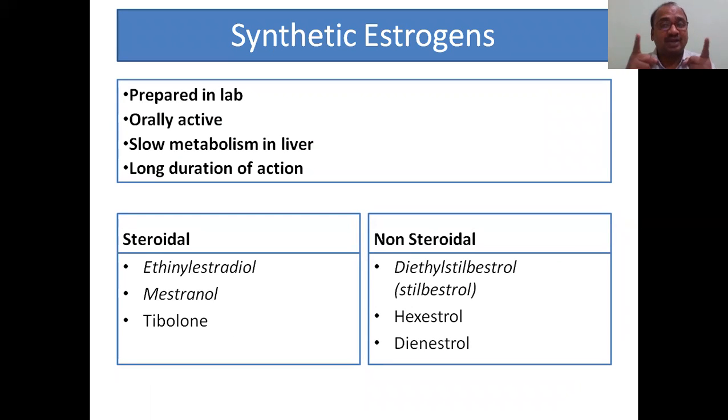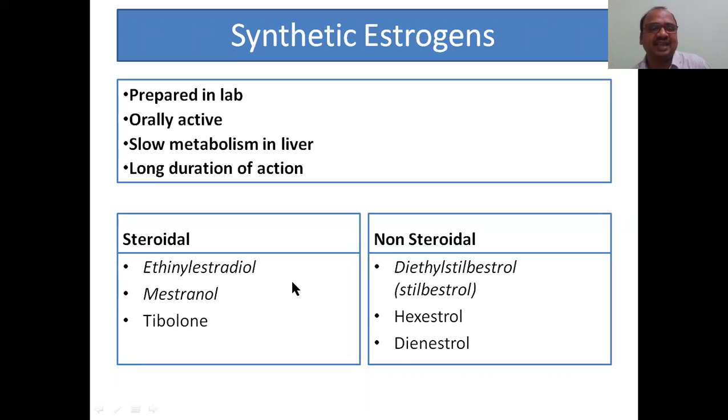Synthetic estrogens are prepared in the lab. They are orally active, whereas natural estrogens are inactive orally, with slow metabolism in the liver, whereas synthetic is fast, with a long duration of action, whereas natural estrogen is slow. So that's why we are preparing them in the lab. What are the characters we need actually? There are two types: steroidal, which consists of a steroidal ring, and non-steroidal, which doesn't consist of a steroidal ring.